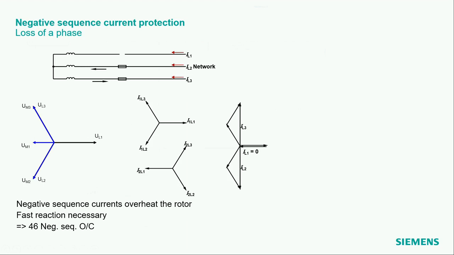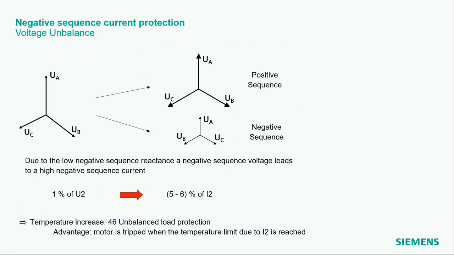And if you look into the equivalent diagram of the motor, then you see for these negative sequence currents you have a higher slip. Then we can say the slip is 2 minus S, S being the slip for the positive sequence current. And this leads to a relatively high current in the rotor due to this negative sequence current, if you compare it to the positive sequence current.